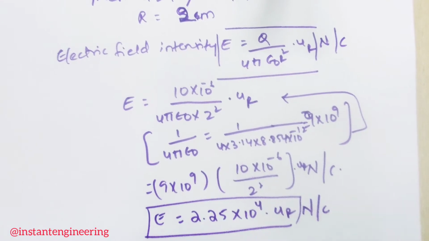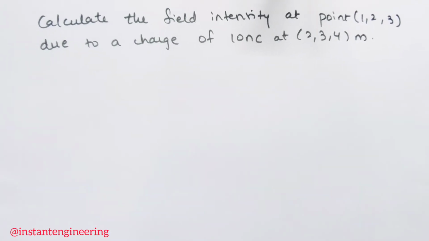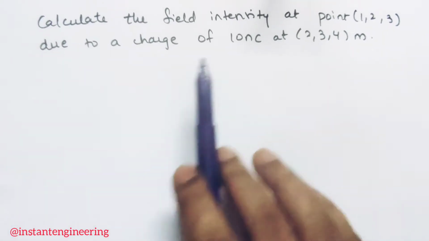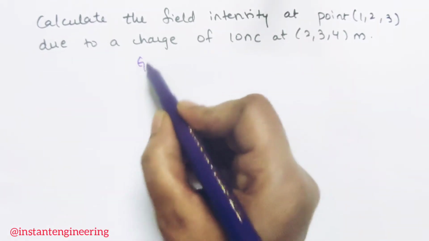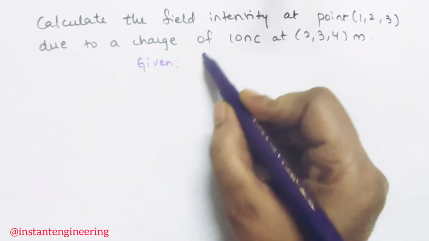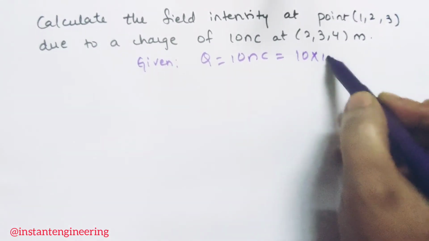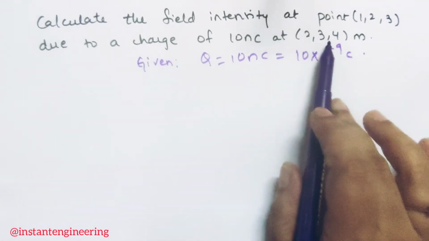So the next question is: calculate the field intensity at the point 1, 2, 3 due to a charge of 10 nanocoulombs at 2, 3, 4. That means he is giving 2 points over here for us, and he's also giving us the charge. So just start by writing the given conditions. Given is Q first. Q is 10 nanocoulombs. Nano is 10 power minus 9 coulombs, at a point 2, 3, 4.